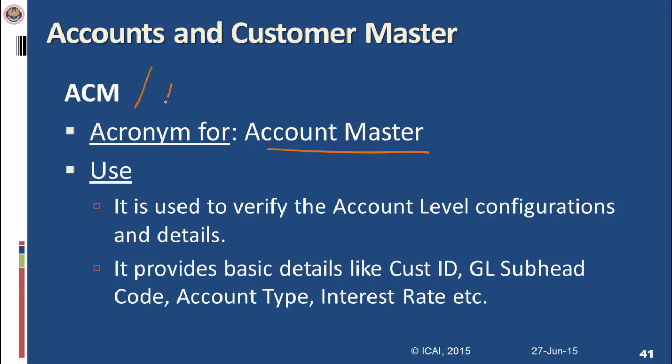ACM, that's the account master. Again, for ACM we can use ACI also, the inquire option, because we will be given the inquiry option. It is for account level configuration. The configurations we have already discussed, that is, account specific details like cost ID, GL subhead, account type, interest rate, etc., are the parameters in ACM or ACI.